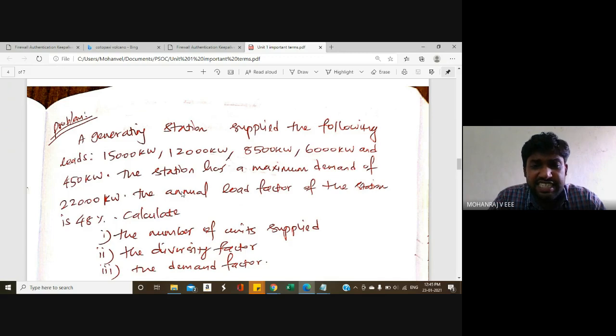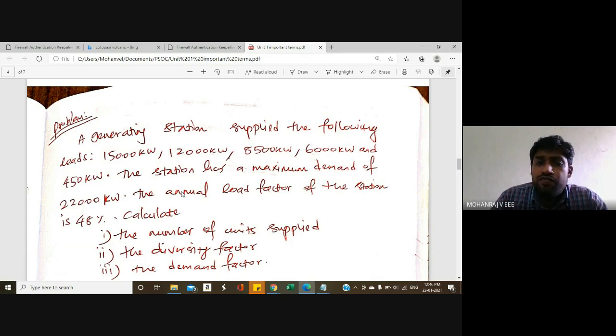A generating station supplied the following loads. First load 15,000 kilowatts, second load 12,000 kilowatts, third load 8,500 kilowatts, fourth load 6,000 kilowatts, and fifth load 450 kilowatts. The station has a maximum demand of 22,000 kilowatts.